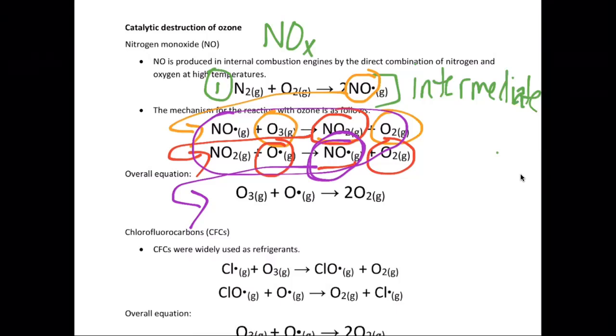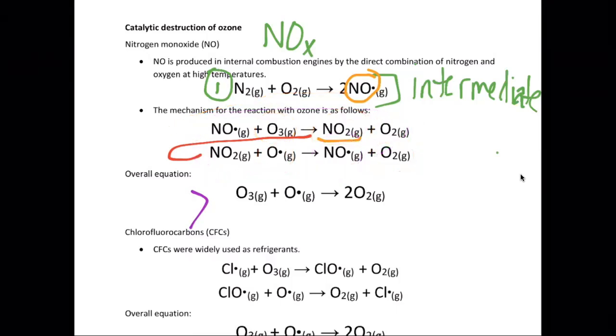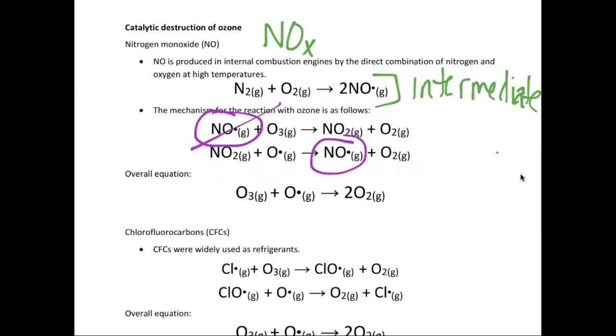Okay. So if I go back and look at these individual mechanism steps, I can see that the actual reaction that's happening is just ozone being destroyed. Because if I look, here's the NO radical, and then I remade it here. So it's on both sides, so it cancels out, because anything that's on both sides is not really part of the overall reaction.